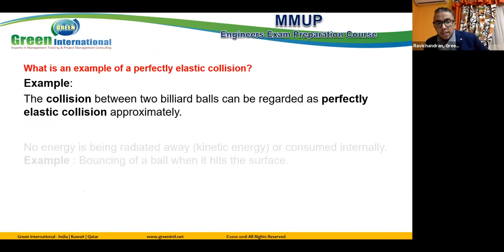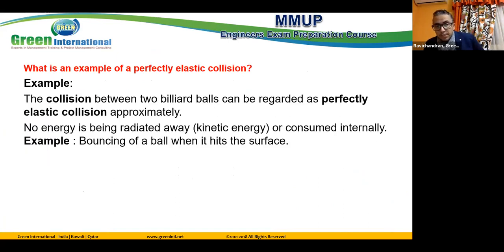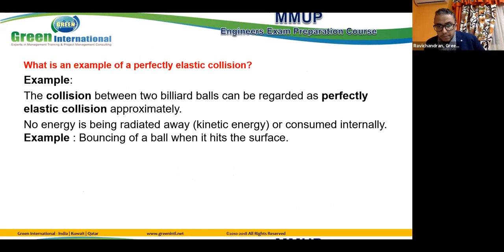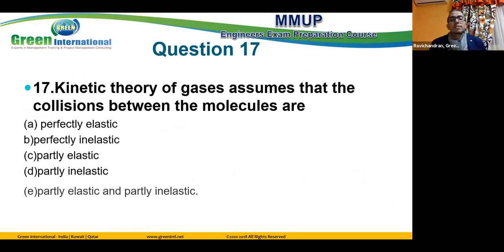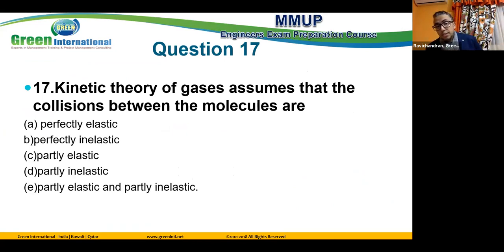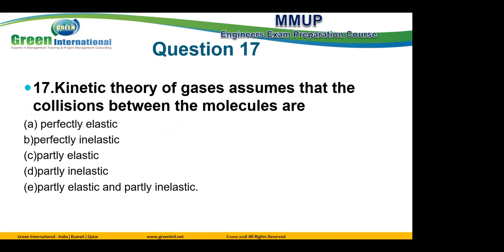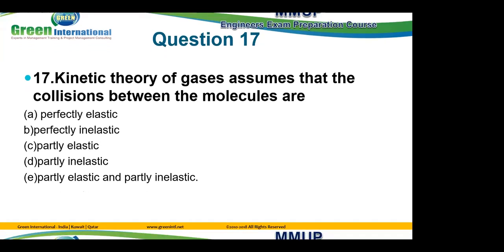Let's see some problems for this part. What is an example of perfectly elastic collision? Perfectly elastic, not perfectly inelastic. Perfectly elastic, same as two billiard balls, which can be regarded as perfectly elastic collisions. Kinetic theory of gases assumes that collisions between the molecules are perfectly elastic.